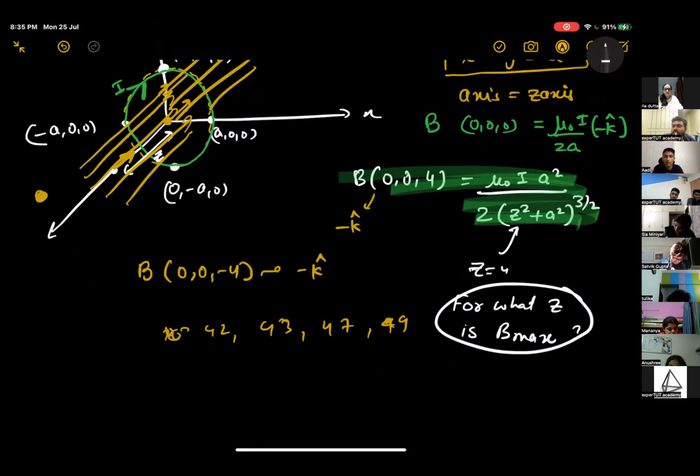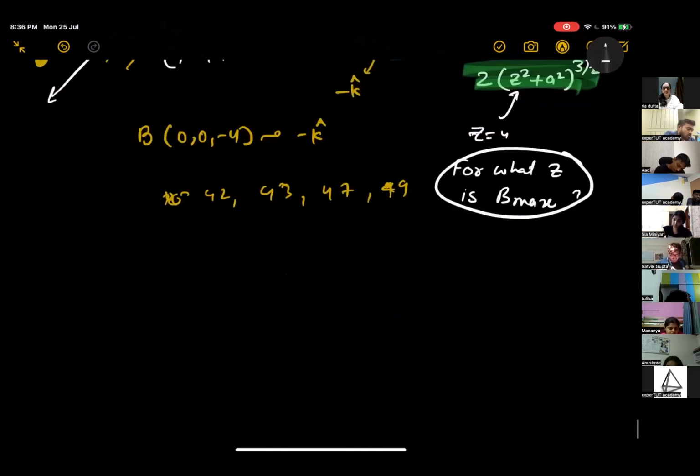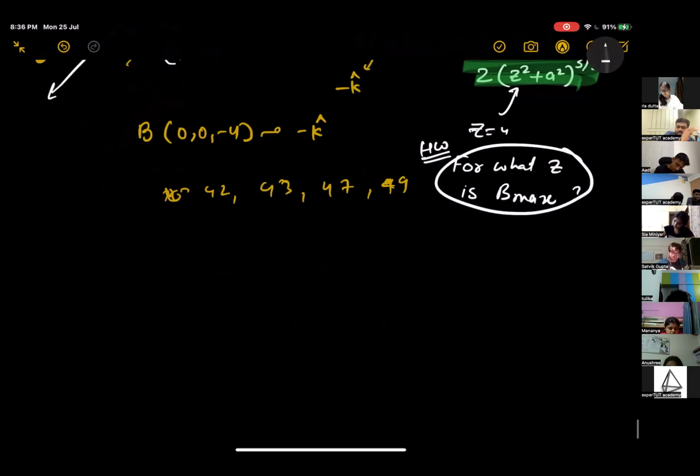Logically thinking, the magnetic field decreases and increases. Then you would have said the same thing in electric field also, right? But it didn't turn out to be at the center of the ring. At the center of the ring, in fact, it is 0. And at a by root 2, which we said for electric field, it becomes maximum. We did that, right? Okay. So this is your homework. Find out at which z it is maximum; you can differentiate and all that. Anyway, 42.